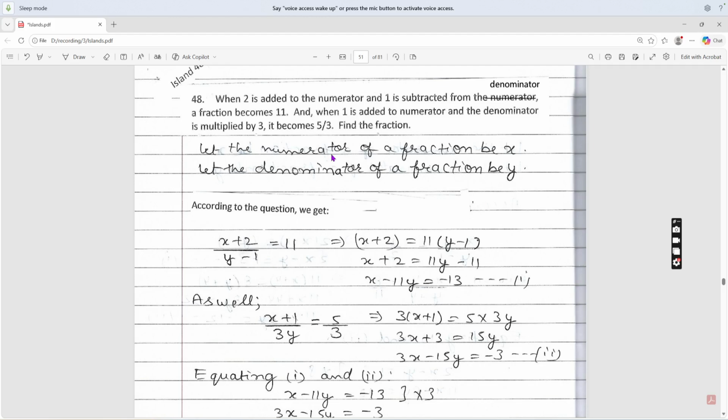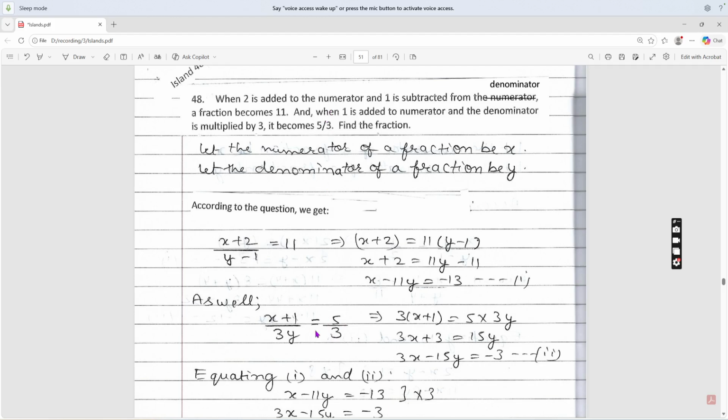As well as what we are going to get, when 1 is added to the numerator and the denominator is multiplied by 3. Very simple. Add plus 1 to the numerator. The original numerator is x. So when we add 1 to it, we get the new numerator, which is x plus 1. And the new denominator would be 3 into y, because the old denominator is y. So when we multiply 3 with the denominator, we get 3y. And the fraction becomes 5 by 3, which is given here. It becomes 5 upon 3.